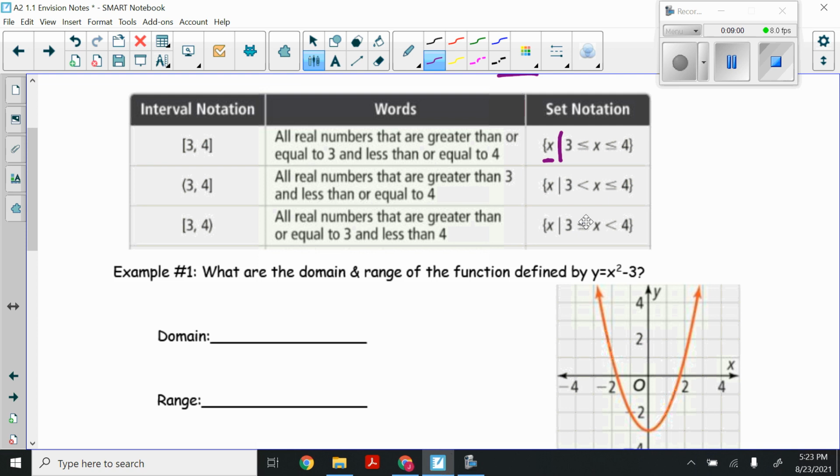And then we could have also written this as bracket 3, 4 parenthesis, which means that 4 is not included, but every number up to that is. So the number 3 is included, and 3.9999999, as we're getting very, very close to 4, that's included. So all real numbers that are greater than or equal to 3 and less than 4. In set notation, the variable is x, and x is greater than or equal to 3 and less than 4.